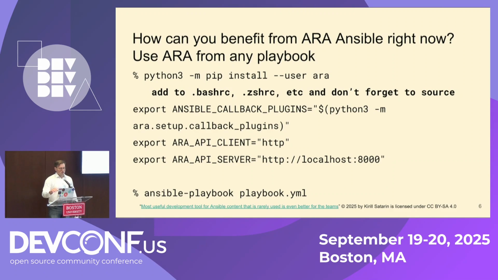So this is the next line, the Ansible callback plugins, where you set this variable to the place on your controller host where Ansible should find it. And the next two are just pointing to the actual ARA server. In the case of your local machine, of course, it will be localhost. And for a global machine or some remote machine, it will be different.